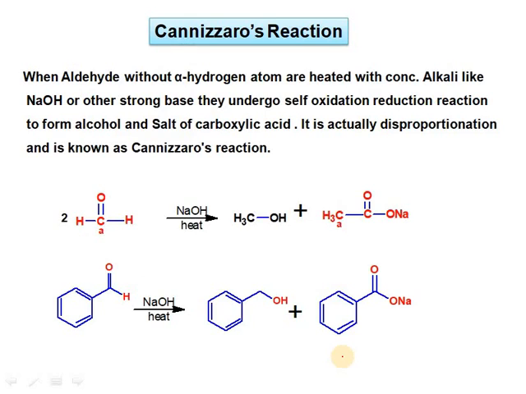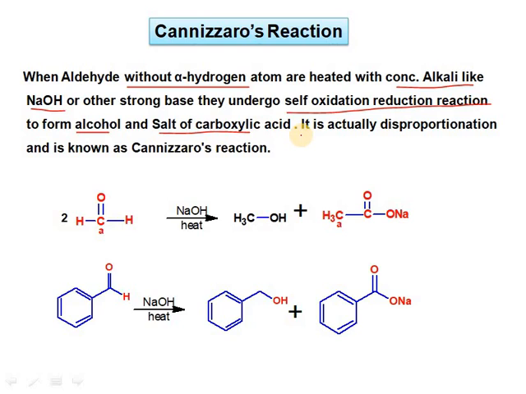Next type of reactions. Now we are going to learn the Cannizzaro reaction. Cannizzaro reaction means an aldehyde without alpha hydrogen atom, heated with a strong alkali like NaOH or another strong base, undergoes a self-oxidation-reduction reaction to form alcohol as one product and the other is a salt of a carboxylic acid. This is called a Cannizzaro reaction, right?